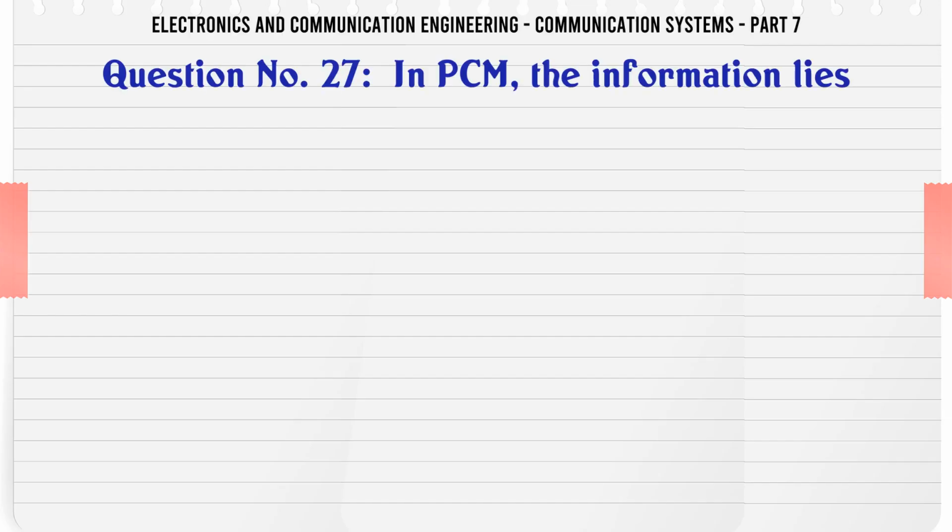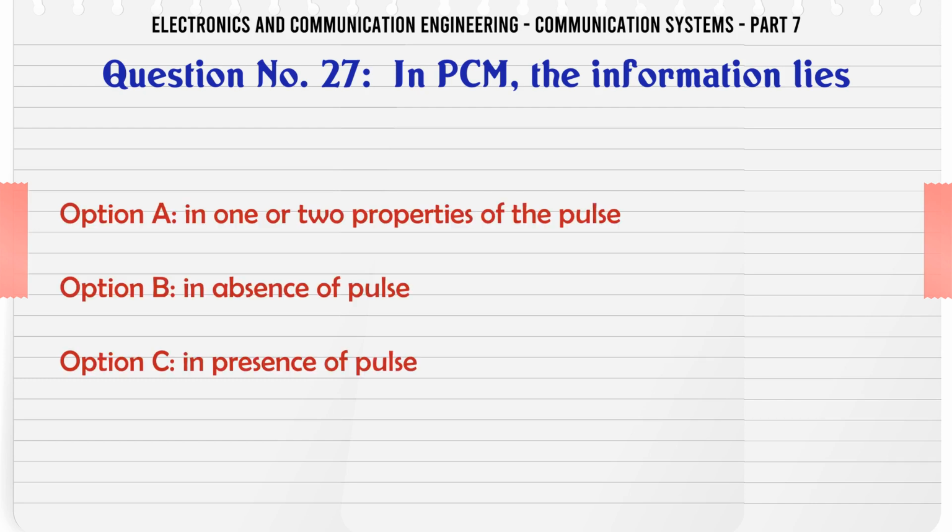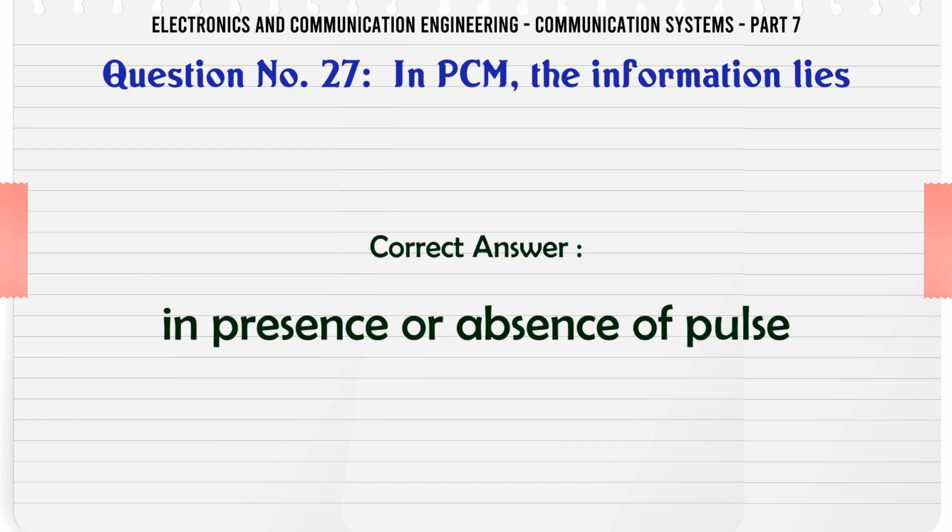In PCM, the information lies A in one or two properties of the pulse, B in absence of pulse, C in presence of pulse, D in presence or absence of pulse. The correct answer is in presence or absence of pulse.